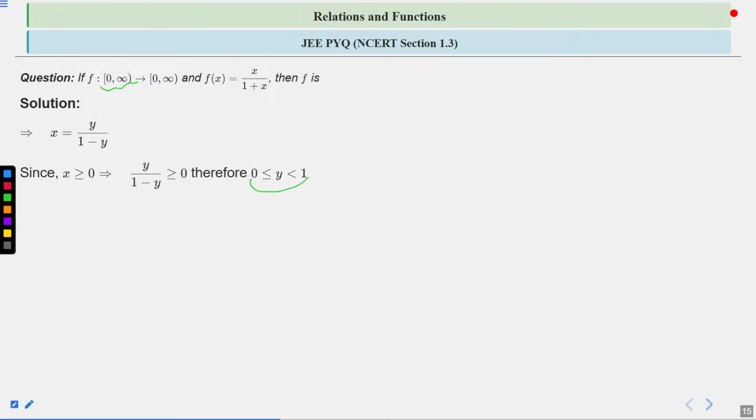But see, the range of the function is between 0 to 1, but the codomain given is 0 to infinity. So the codomain here is not equal to the range. So we can easily say that f(x) is one-one but not onto, because it is satisfying the condition of one-one, but it is not satisfying the condition of onto. Clear? Okay, let us move to the next question.